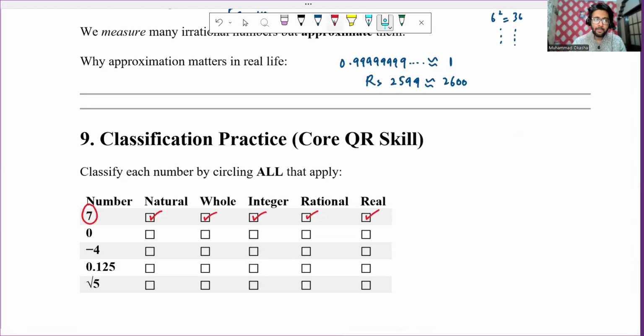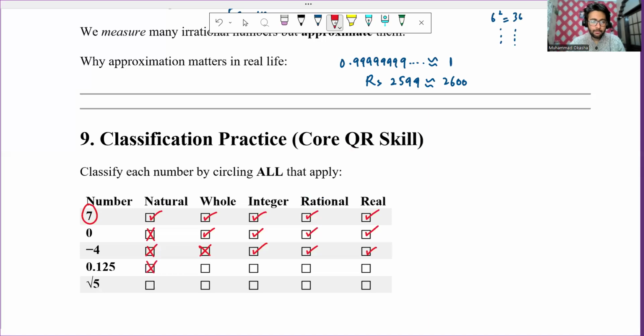Okay, 0. Is 0 a natural number? No. A whole number? Yes. Integer? Of course. Rational? Yes. Real? Of course, yes. -4 is not a natural number. We know that. It's not a whole number because whole numbers are positives and 0. Integer? Yes, of course. Rational? Yeah. If it's an integer, it's going to be rational and it's a real number.